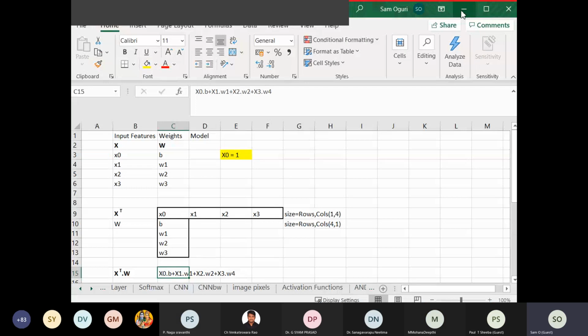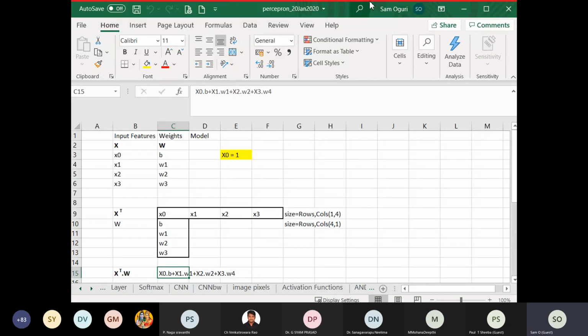Now, can you see it? Excel screen, Microsoft Excel. Yes, sir, we can see.